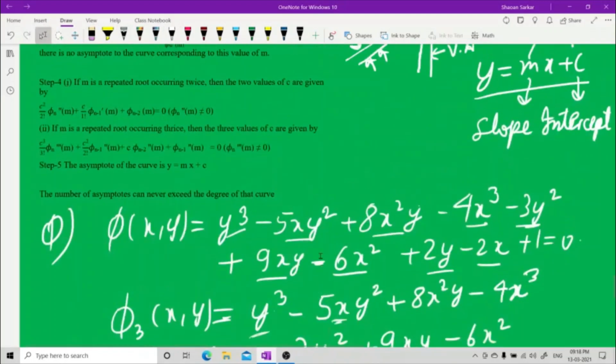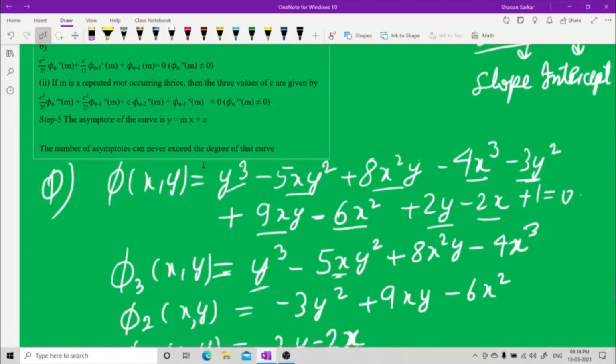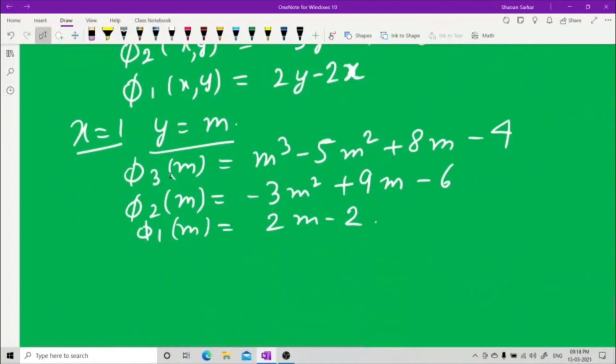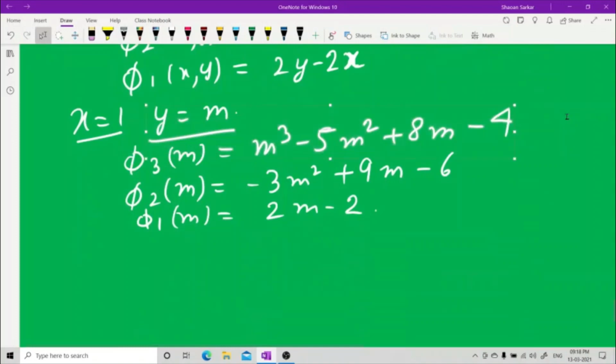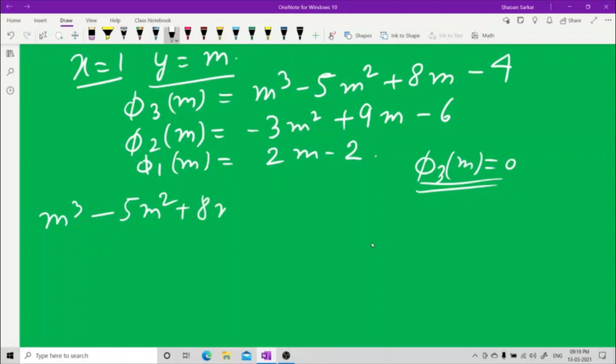And then see what they have done. In place of x they have put 1 and in place of y they have put m. And the highest power is equated to 0. Highest power को 0 पे इक्वेट करना है. ये वाला highest power है. This is the highest one. Put this equal to 0. Now see, you have m cube minus 5m square plus 8m minus 4. If you want, you can write this as phi 3 of m equal to 0.